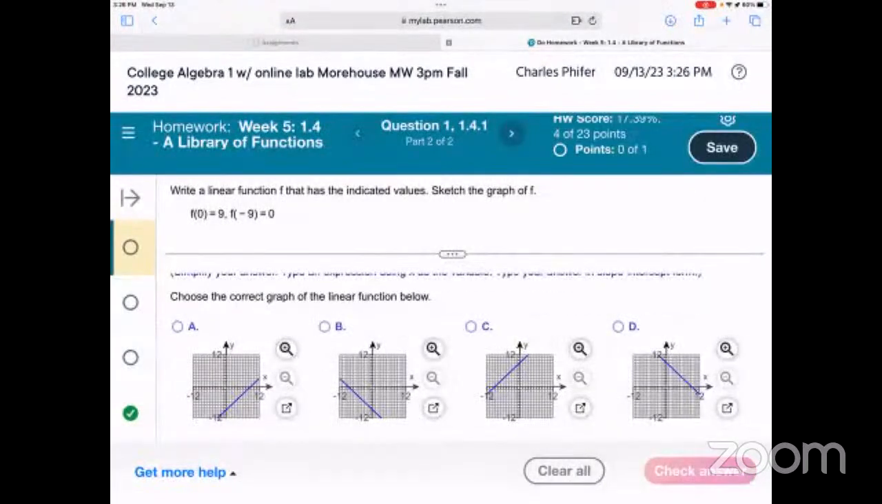Okay, so the y-intercept is 9. It can't be A. It can't be B. It could be either C or D. And then the x-intercept is -9, so it has to be C. That's just based on the intercepts.